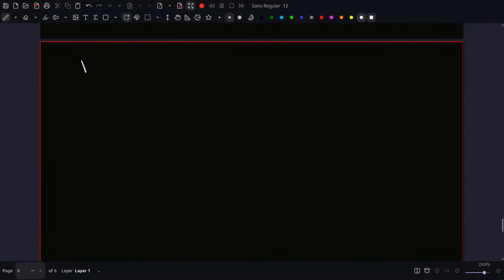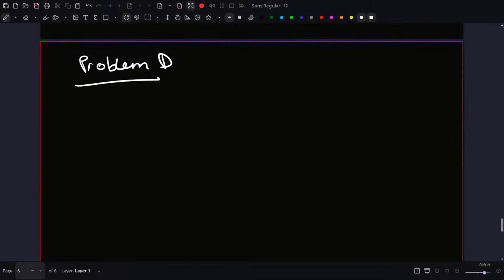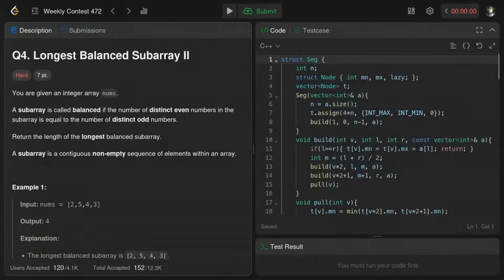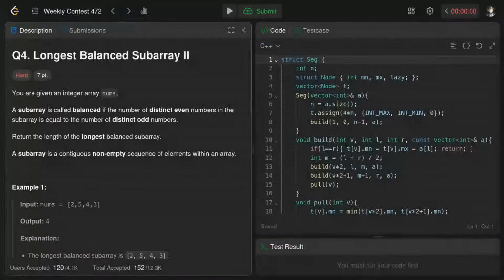Okay, so problem D. Basically, we need a time complexity of big O of n log n or less, and we need to find the longest balanced subarray, right? And on first glance, this seems pretty impossible, right? Pretty decently hard question, I would say at least 2000.